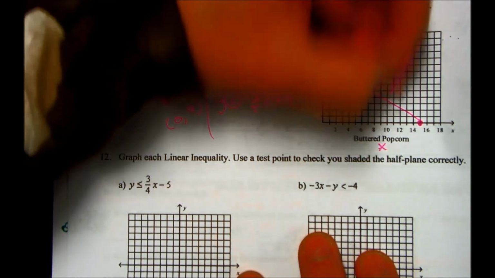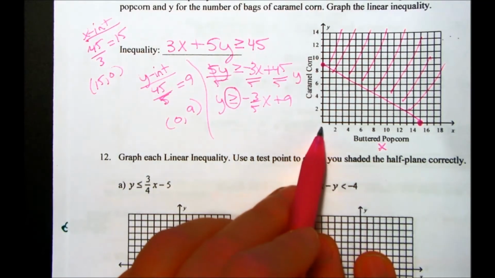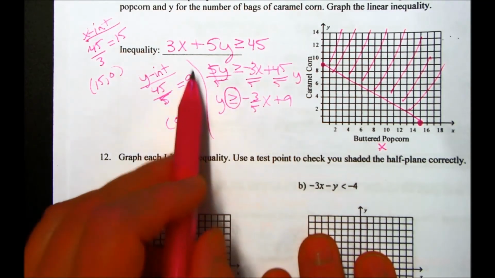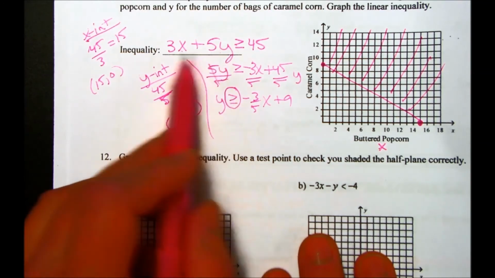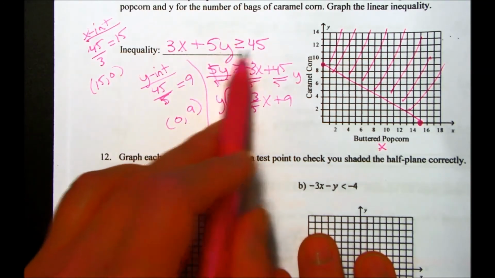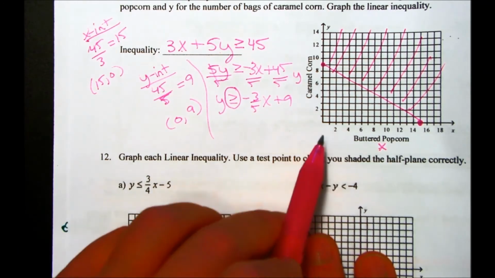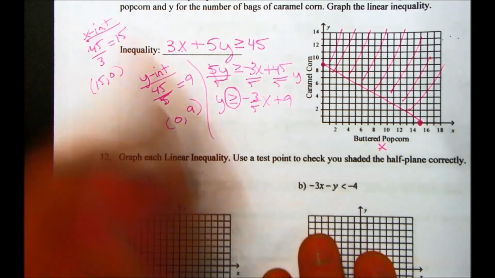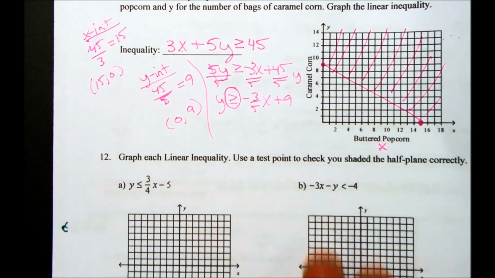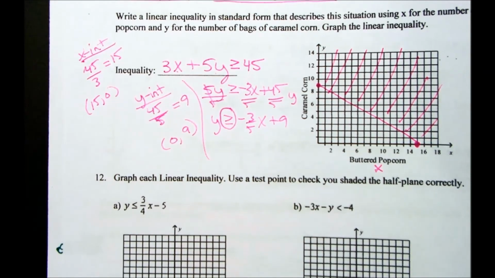And if you want to test a point, say for example, we test (0, 0). So if we substitute 0 for x and 0 for y, we would get 0 is greater than or equal to 45. That is not true. So (0, 0) should not be in the shaded area, and it is not. So we know we shaded correctly. Okay, so that is number 11.